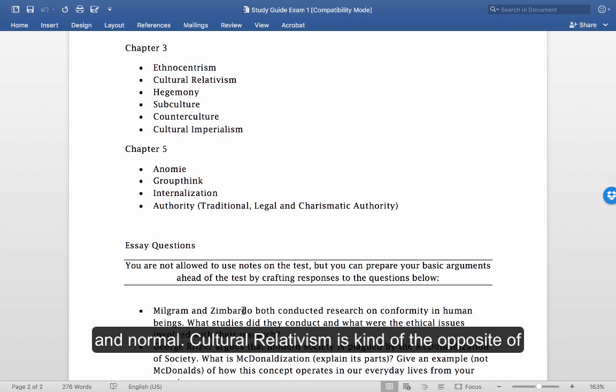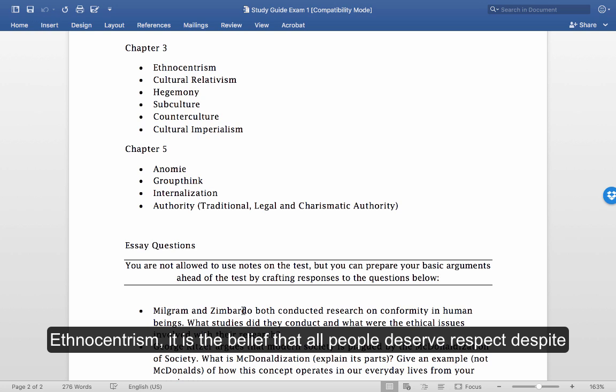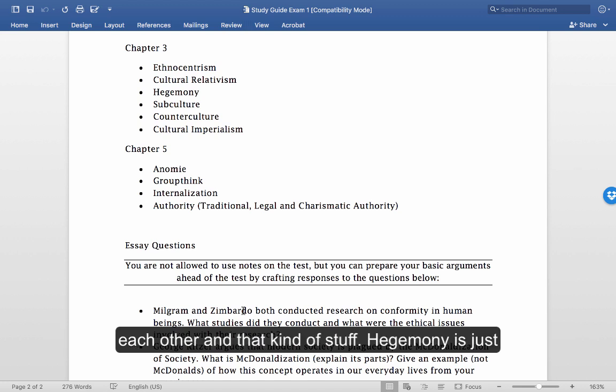Cultural relativism is kind of the opposite of ethnocentrism. It's the belief that all people deserve respect despite their differences in cultural practices and that we should learn from each other and that kind of stuff.